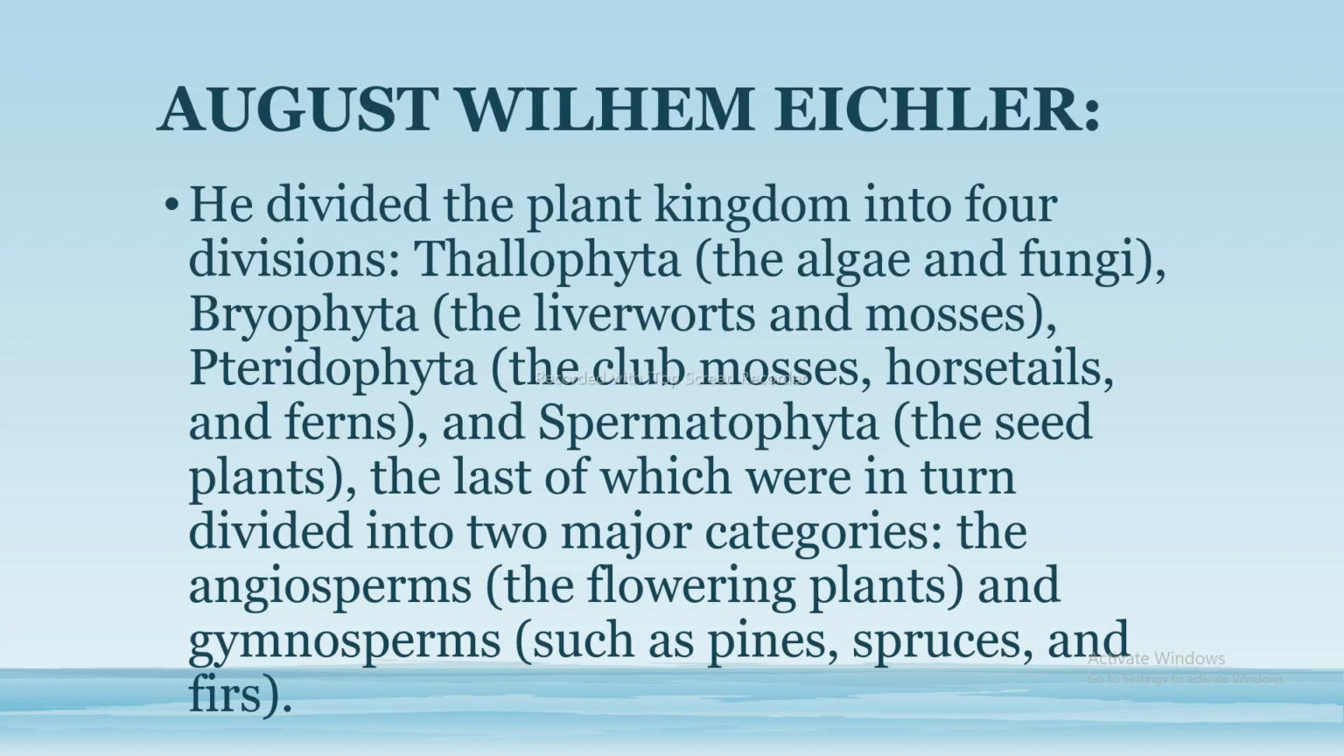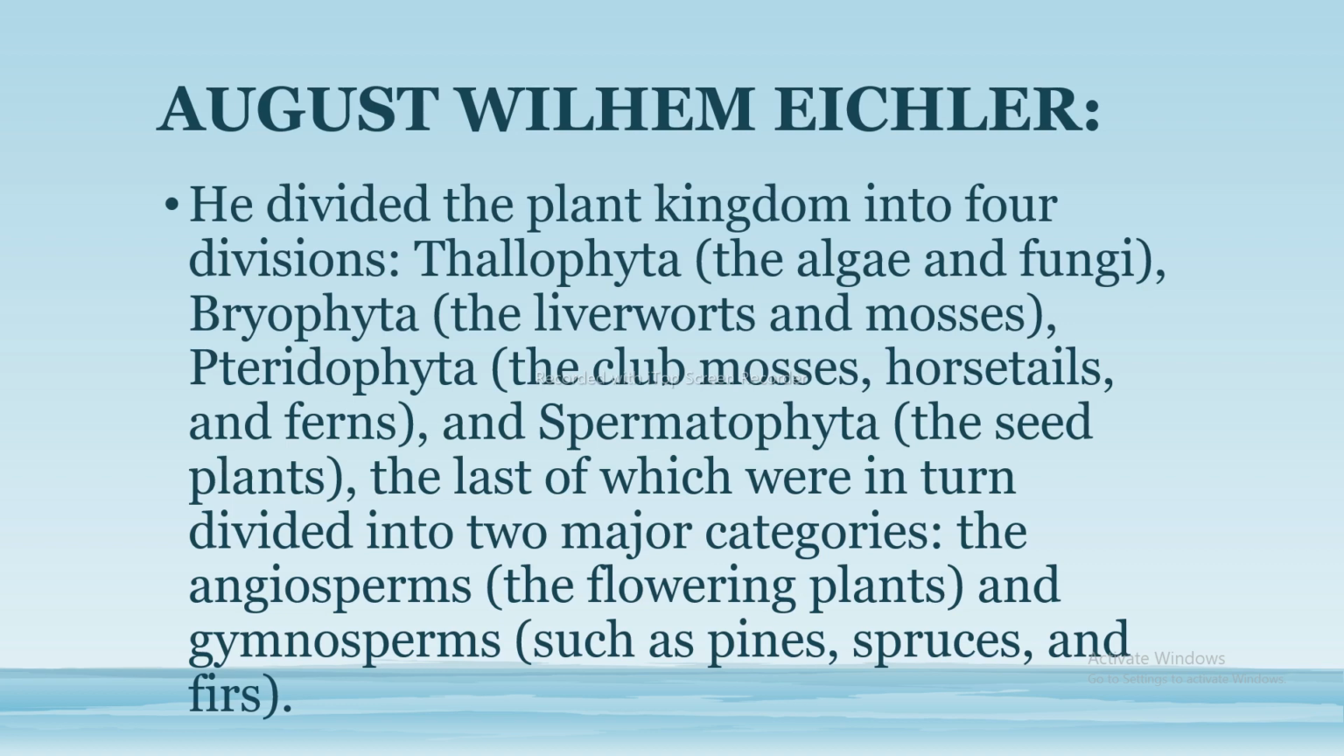He divided the plant kingdom into 4 divisions. The first division is Thallophyta, which includes the algae and fungi. The second division is Bryophyta, which includes liverworts and mosses. Third is Pteridophyta, which includes the club mosses, horsetails and ferns. And next is Spermatophyta, which are the seed plants.